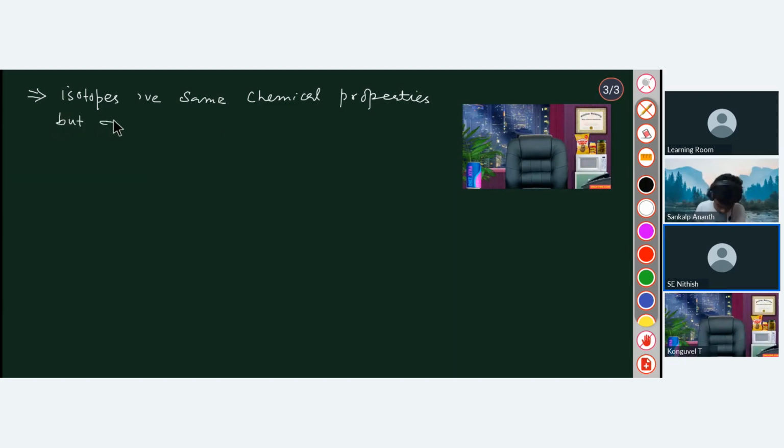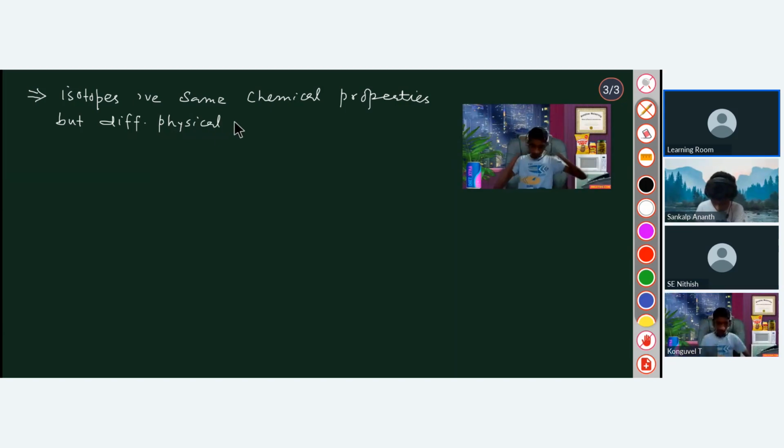It's because the electrons are the same, so they have the same chemical properties. Exactly. They have the same number of electrons, so definitely they will have the same chemical properties. Okay, this is to be noted down here. But different physical properties. Got it?